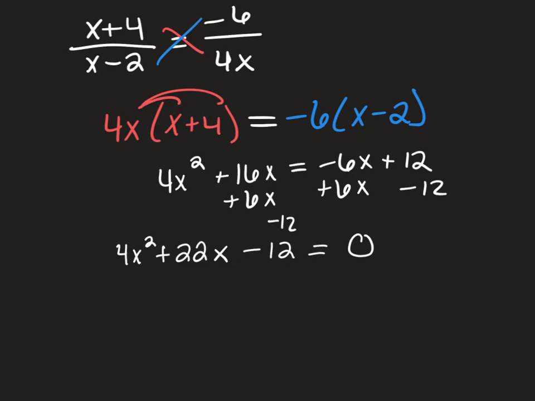I would divide everything by 2 so you have smaller numbers to work with, since you've got 4, 22, and 12. So if you divide out a 2, that's going to give you 2x squared plus 11x minus 6. So you can factor it or you can use a quadratic formula. Do we have a preference?